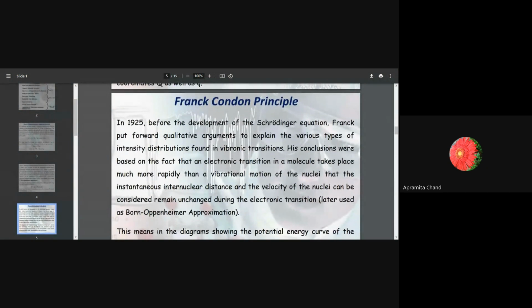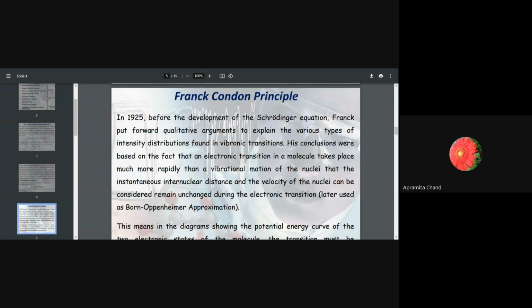Next, we come to the Franck-Condon principle. So what is the Franck-Condon principle? Let's discuss the history of the principle and how it came about. In 1925, before the Schrodinger equation was developed, Franck put forward qualitative arguments to explain the various types of intensity distributions found in vibronic transitions. This is related to electronic spectroscopy and has implications in fluorescence spectroscopy as well.